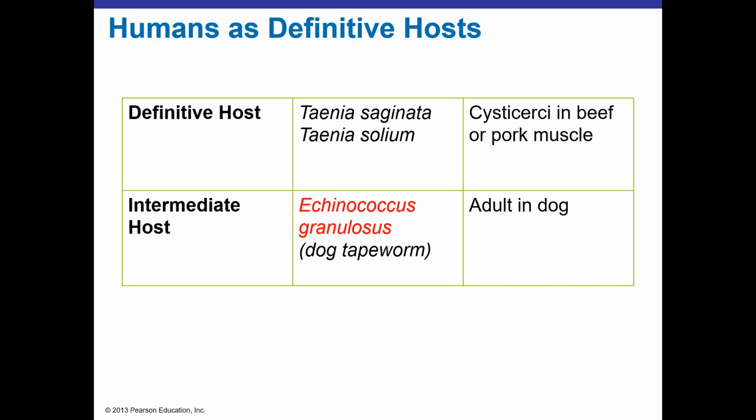Besides the Taenias, meaning that we as humans are the definitive host for eating the cercaria that are in the meats for beef and pork, we want to also talk about our dogs, not only from their own health, but from the fact that we can become the intermediate host for a dog tapeworm, which is Echinococcus granulosus.